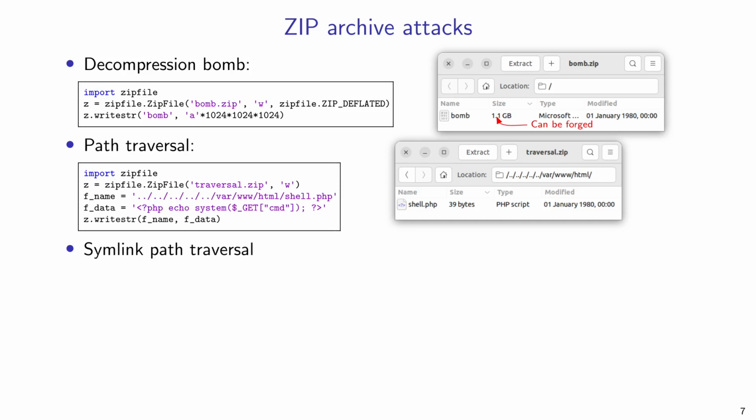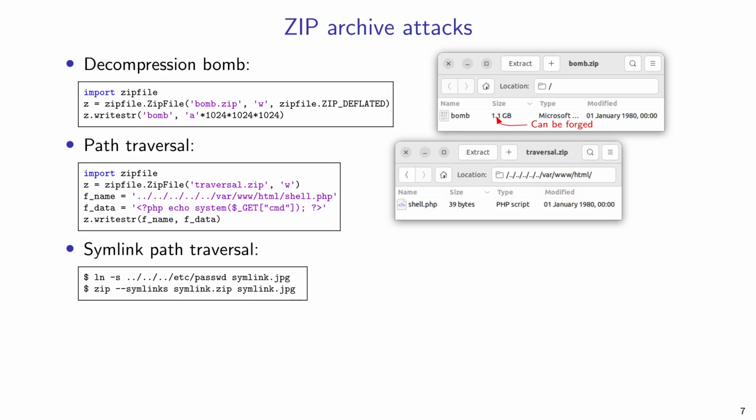Then, symlink or symbolic link path traversal is another issue to be aware of. The fact is that the zip file format specification also enables support for storing symbolic links, which are like shortcuts to other files. This is mostly a Linux-specific feature. Here's how we can create a symlink that points to the etc password file. So by accessing symlink.jpg, we will actually access the etc password file.